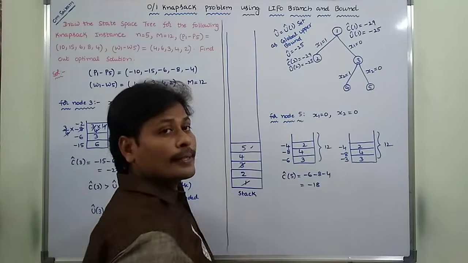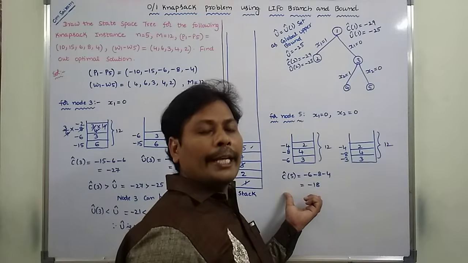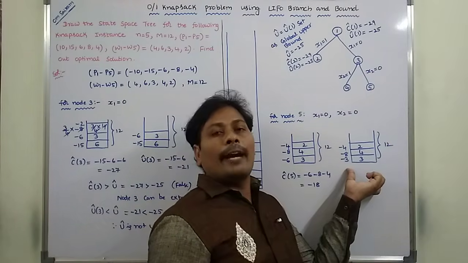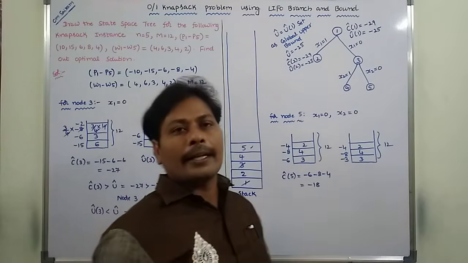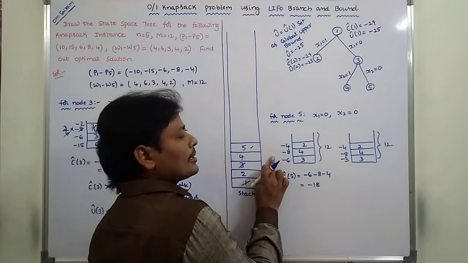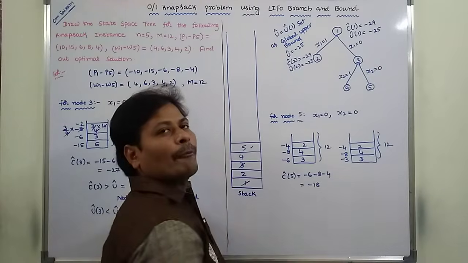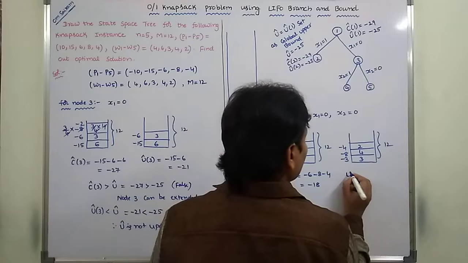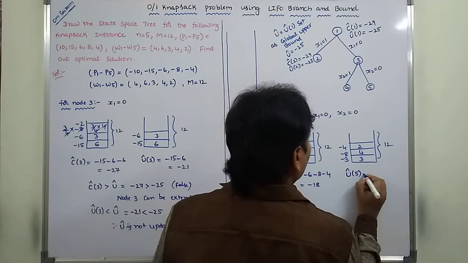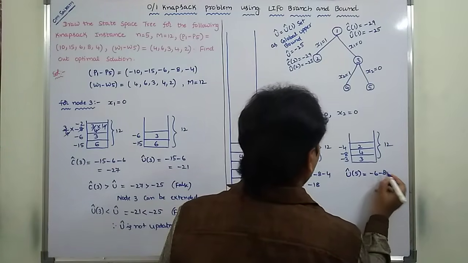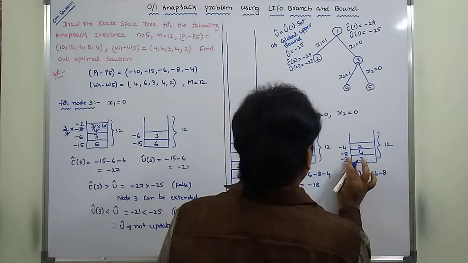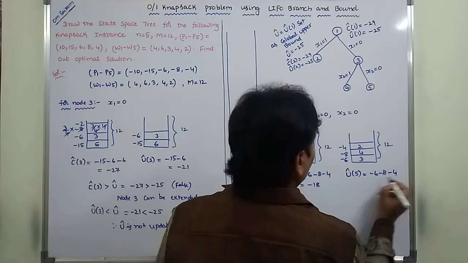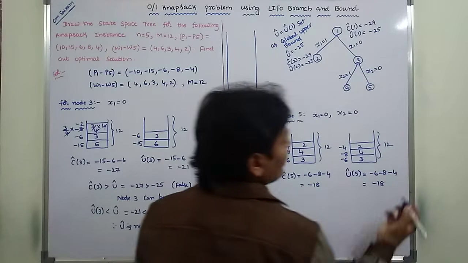If any fractions are there, they can be allowed while calculating C cap. But while calculating U cap, fractions are not allowed. Here there are no fractions, so whatever the C cap value is, it is equal to the U cap value. So U cap of 5 is equal to -6, -8, -4. That is equal to -18.